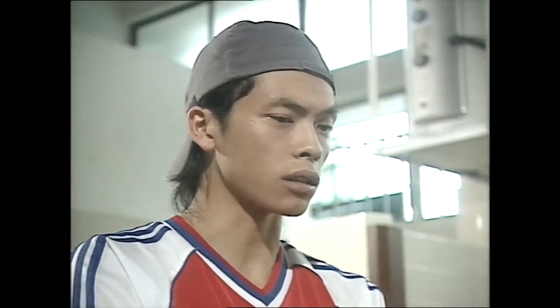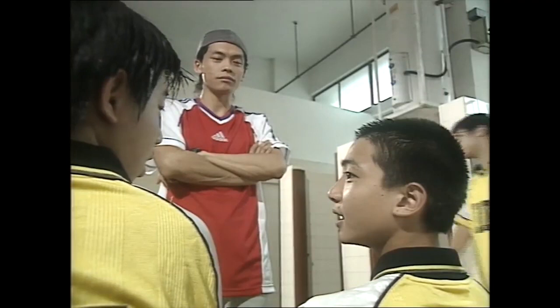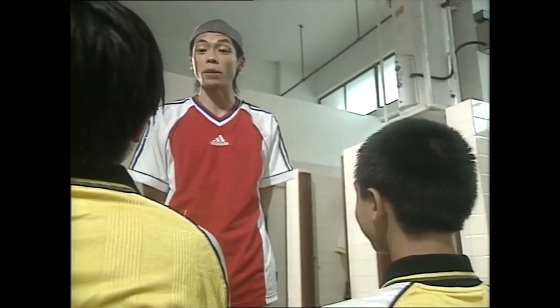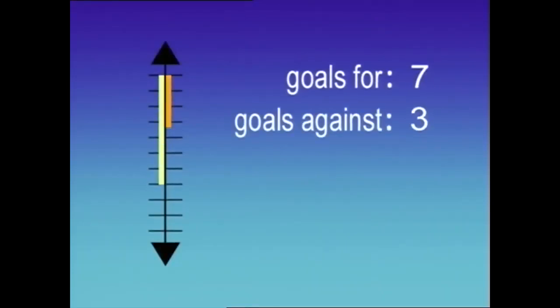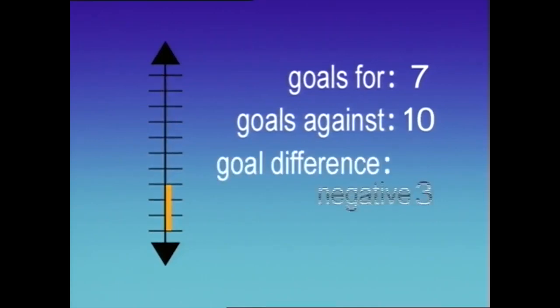Well, we scored 7 goals so far, and we let in 10 goals, and so that means our goal difference would be -3. Negative 3? What do you mean by negative 3? It sounds strange to us. Right. We scored 7 goals, and we lost 10. You simply add together the goals for and the goals against. Therefore, the goal difference is -3. -3 can also be written like this.